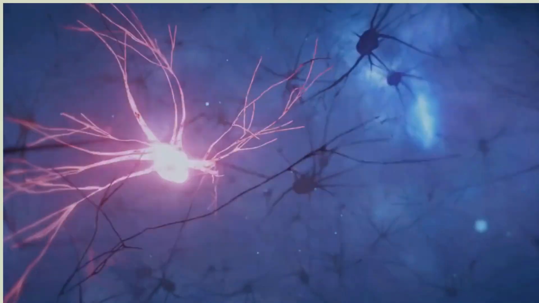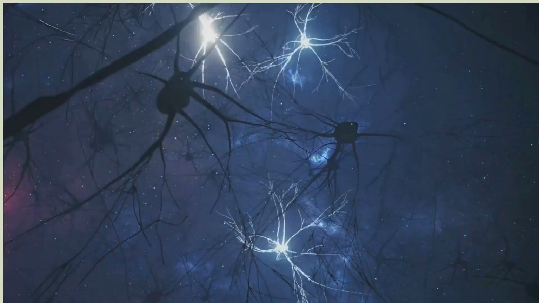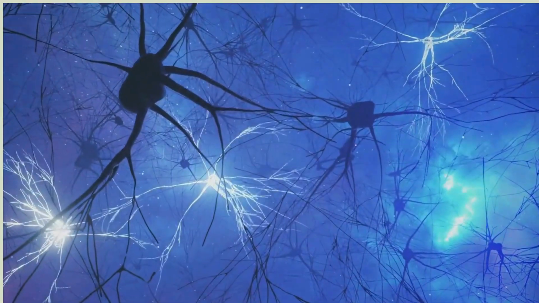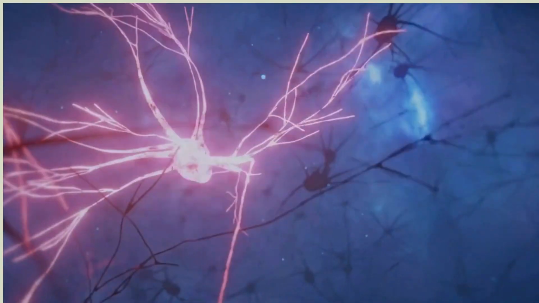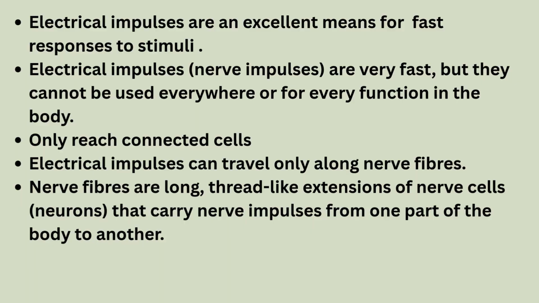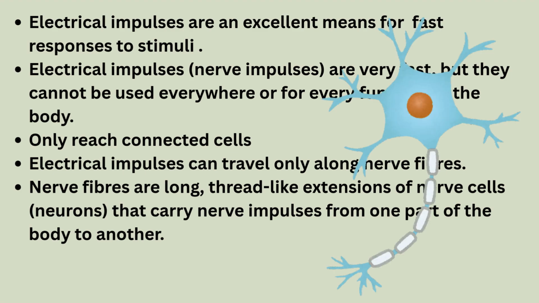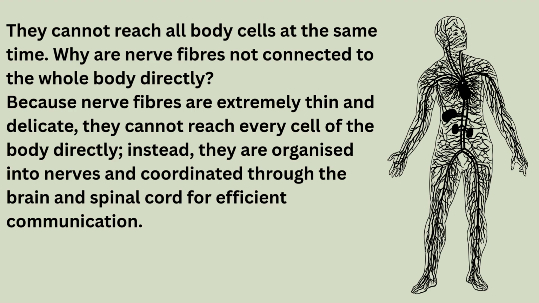Electrical impulses are an excellent means for fast responses to stimuli. Electrical impulses or nerve impulses are very fast, but they cannot be used everywhere or for every function in the body. They only reach connected cells. Electrical impulses can travel only along the nerve fibers. And what are the nerve fibers? They are long, thread-like extensions of the nerve cells or neurons and carry impulses from one part of the body to another. So they cannot reach all the body cells at the same time.